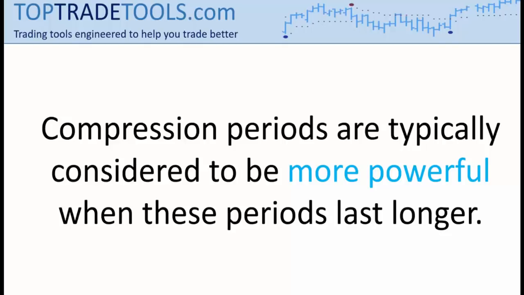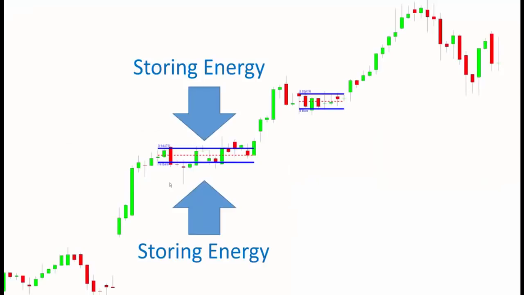So compression periods are typically considered to be more powerful when these periods last longer as well. And that's not always the case, but that's in general what we can look for with these types of patterns. So in this particular example right here, you see this is the Apple and NASDAQ market, and this is a 240-minute chart. So compression patterns can be across all time frames.